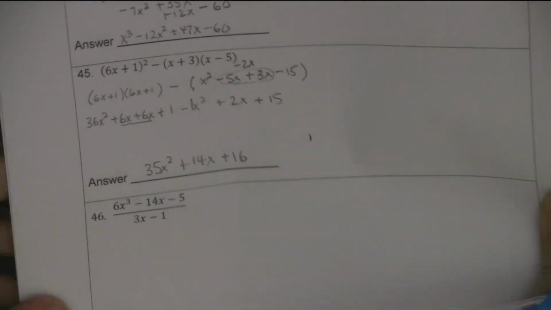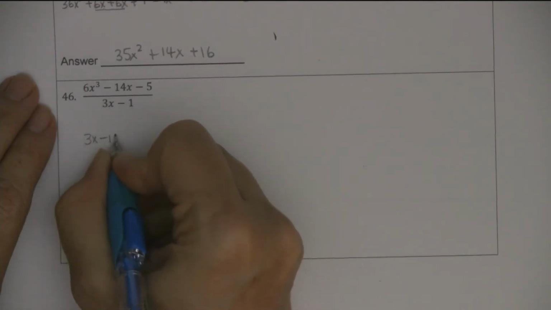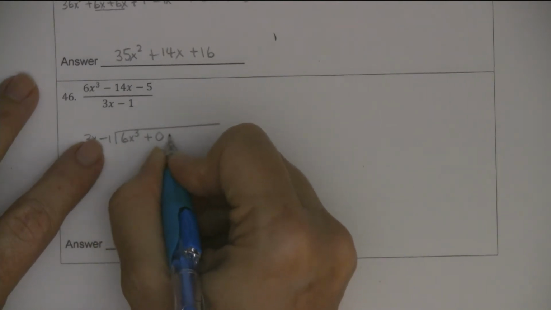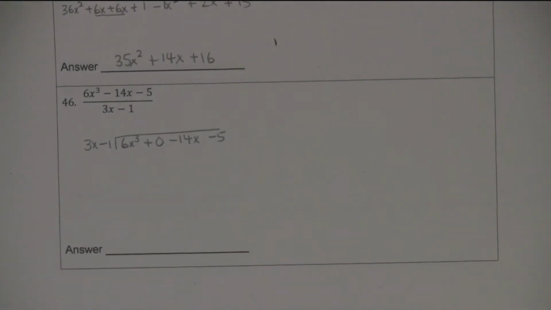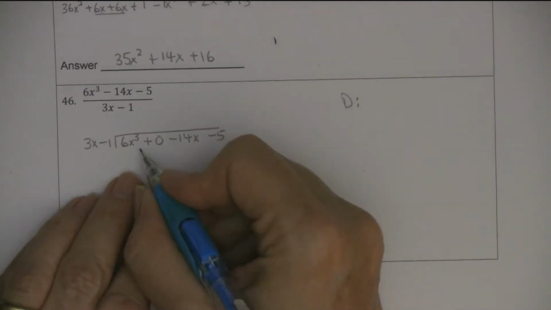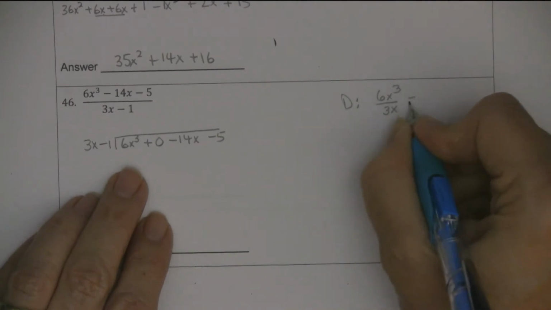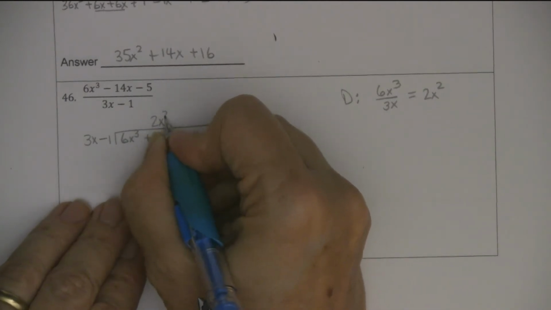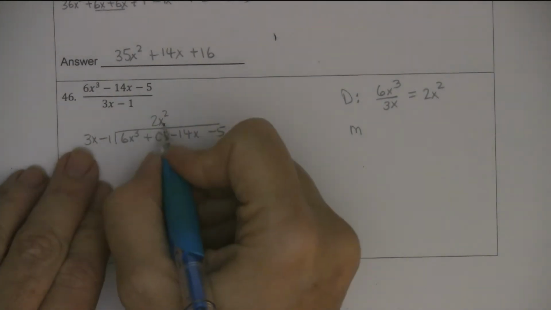And I have another long division problem to do. And it's also got a missing term. I must have been wanting you to practice missing terms. So 6x to the third plus 0 minus 14x minus 5. So we're doing our divide step. And in the divide, we're dividing 6x to the third by 3x. So that gives us 2x to the second. And I'm going to put that right here. Then I'm going to multiply. So that's the algorithm, right? Divide, multiply. So now I'm going to multiply.